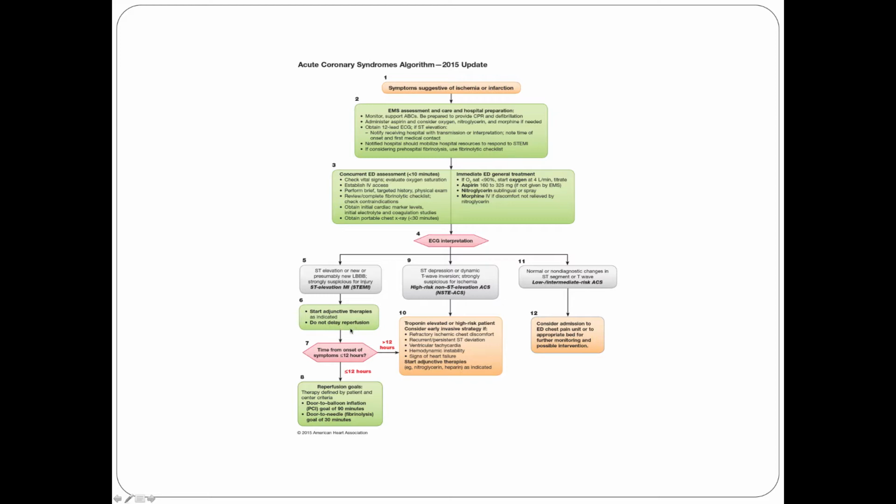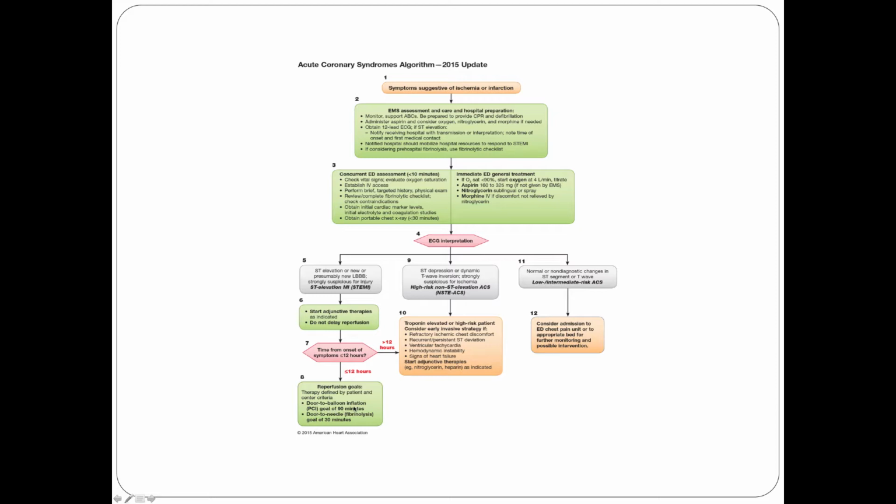Don't delay reperfusion if the time of onset is less than or equal to 12 hours. Then we're looking for elevation of our cardiac markers. Once again, refractory chest discomfort: taking his nitro and it just isn't working. If it's less than that, we look for reperfusion. Door to balloon inflation time is at most 90 minutes.